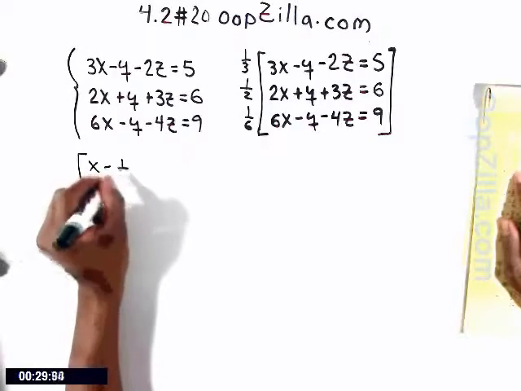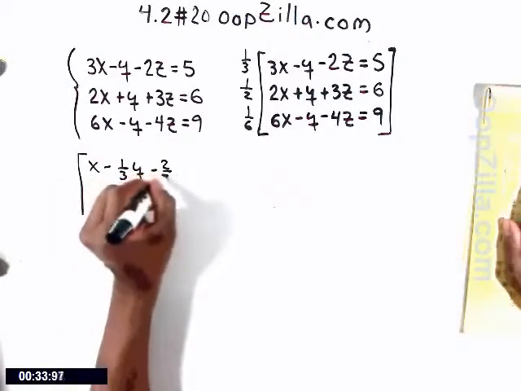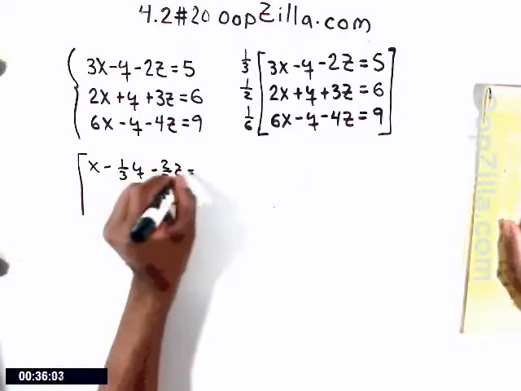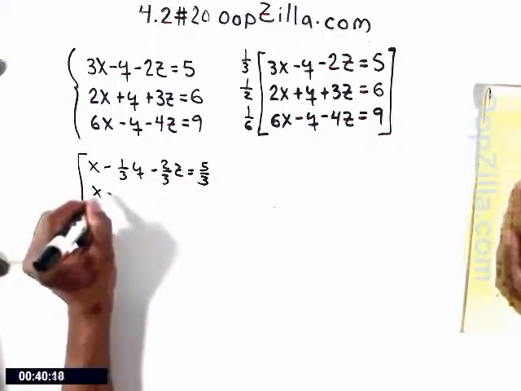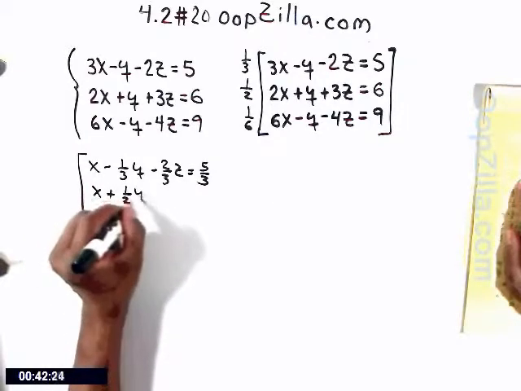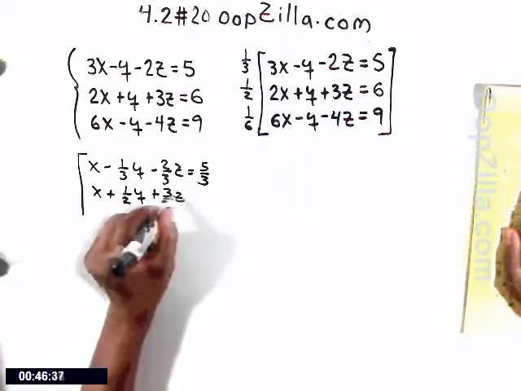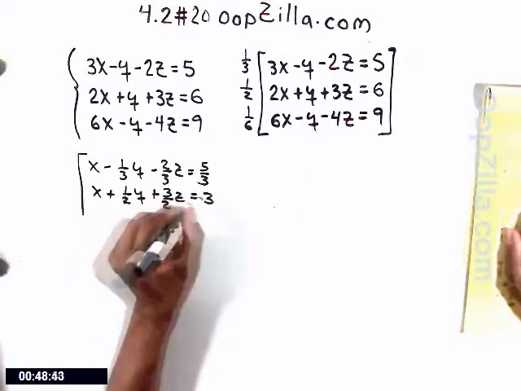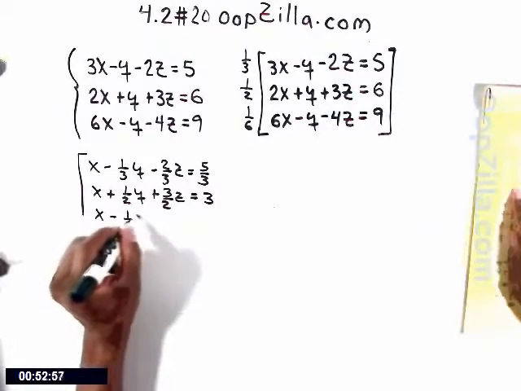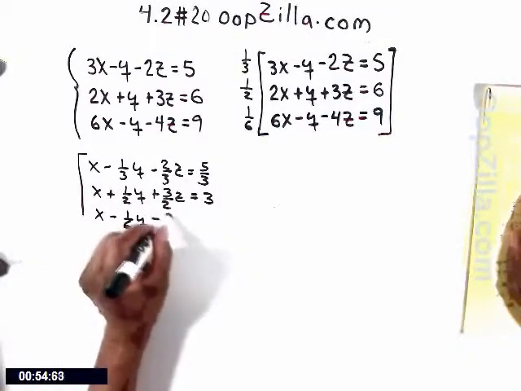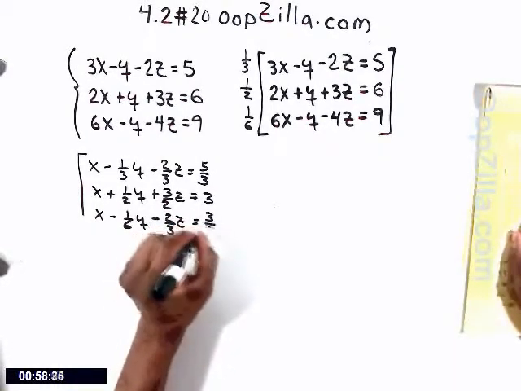x minus 1/3 y minus 2/3 z equals 5/3. The next one is going to be x plus 1/2 y plus 3/2 z equals 3. The next is going to be x minus 1/6 y minus 2/3 z equaling 3/2.